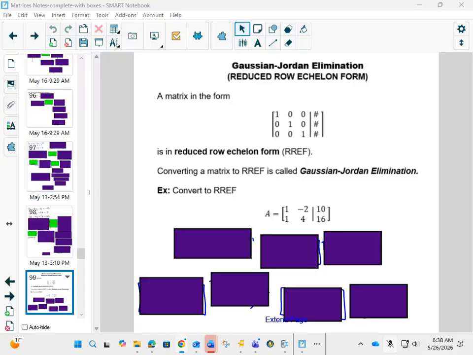So Gaussian elimination just got you to a point where you could solve for one of the variables and then we worked backwards to find the other one. This one, once you have it, you know what x, y, and z are, or just x and y, right away.